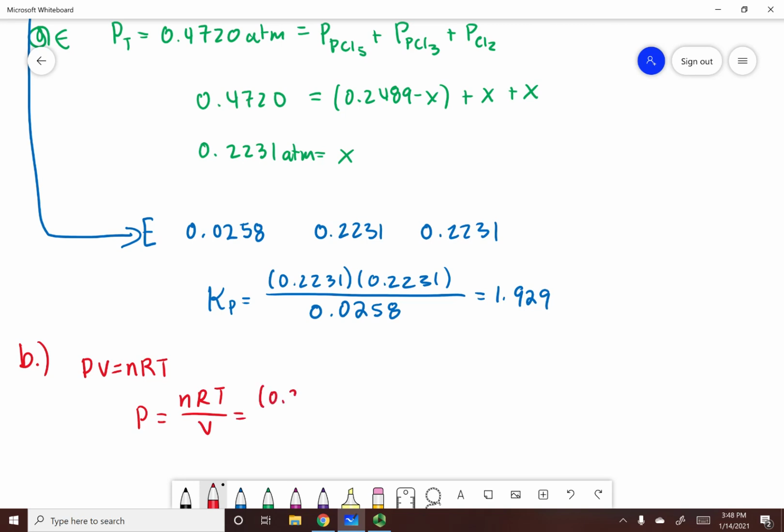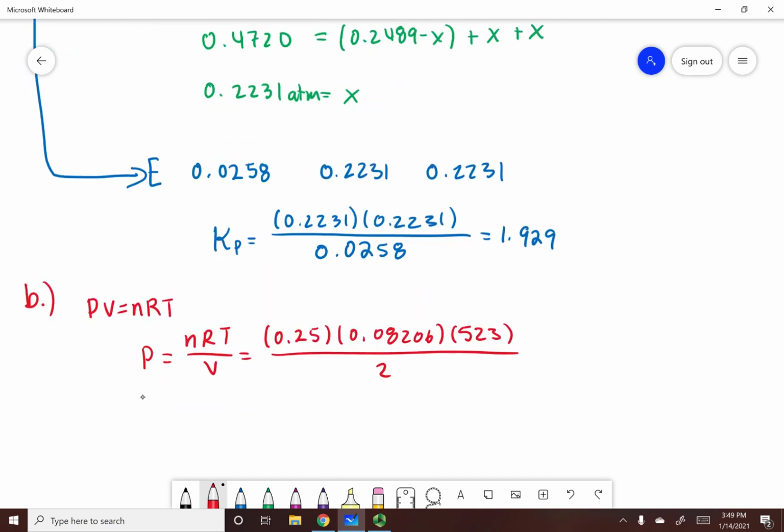So 0.25 R, and again, we're at that same temperature, so remember to keep this in Kelvin, and we're going to divide by the same amount of liters. So the pressure is going to be 5.365. And so remember, we're adding this many moles of chlorine gas into our system, which is at equilibrium.